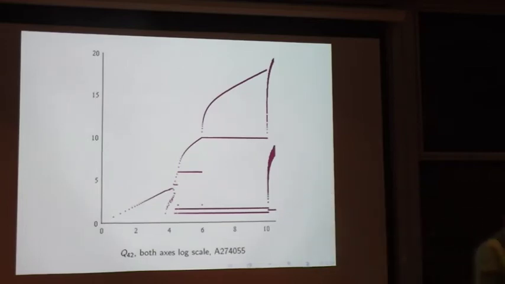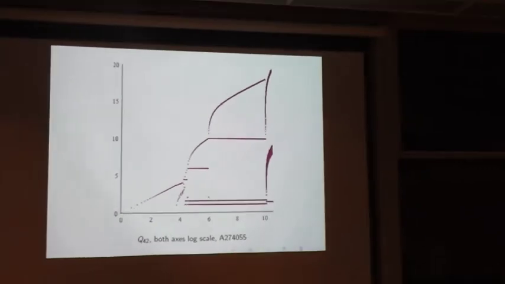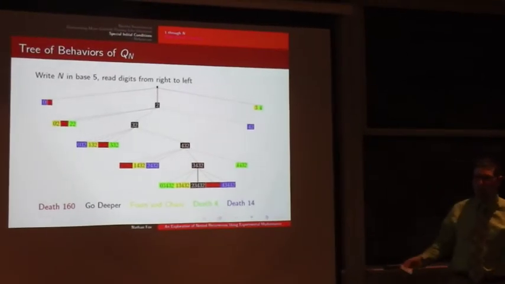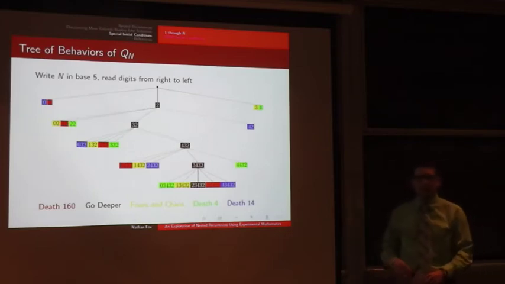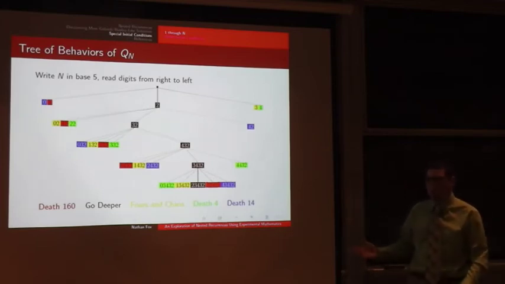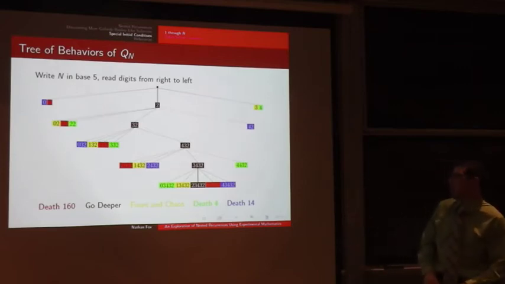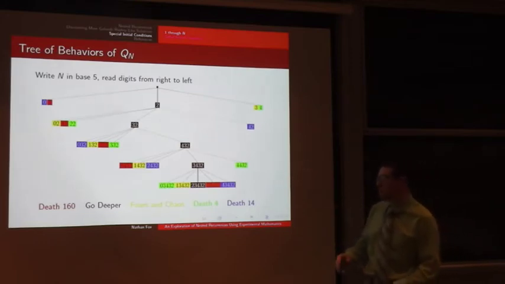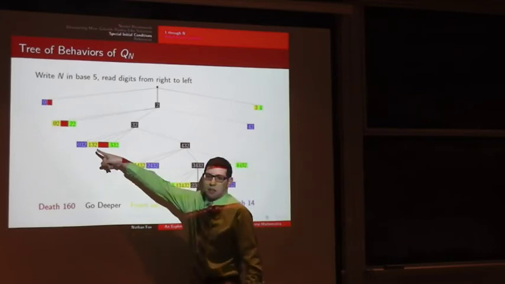So we can actually describe this by a tree. Those two descriptions, it's not necessarily clear just from them that the second thing ends up depending on higher and higher powers of five, but it's not too hard to prove from that. So what you can do is write n in base five and start reading the digits from right to left, and this tree will tell you what the behavior is. So 42 in base five is 132. So that's this leaf right here.